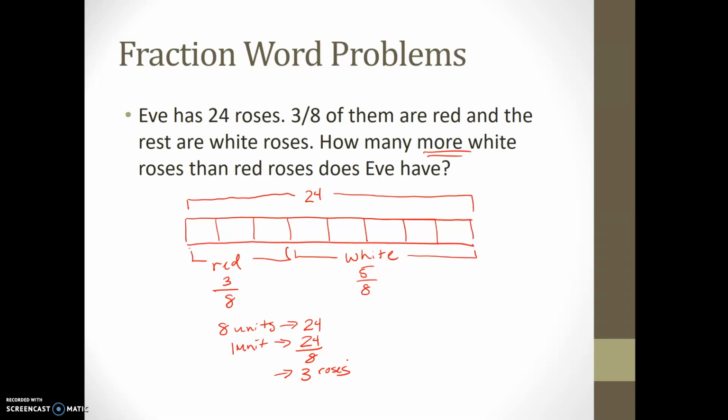Well, how many units should we solve for right now? If each of these is 3, we want to know how many more white roses they have. Let's look at the units. We've got 3 units of red and 5 of white. So if we find the difference, the white roses have 2 more units than red roses, right? So we're going to solve for 2 units. 2 units is going to equal 2 times 3, which equals 6 more roses.